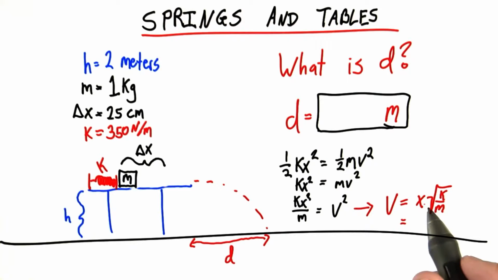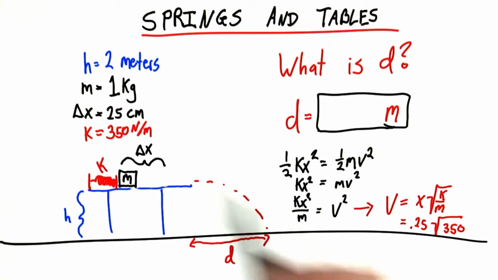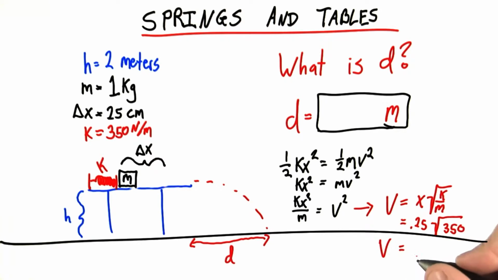Plugging in our values, x is 0.25 centimeters, remember, not meters, times the square root of 350 over 1, but over 1 doesn't change anything, so square root of 350. And this gives me a velocity of 4.68 meters per second. Okay, phase 1 of the problem is done.